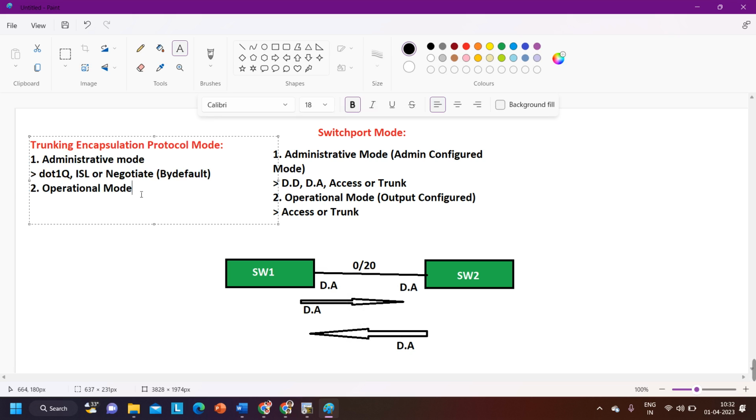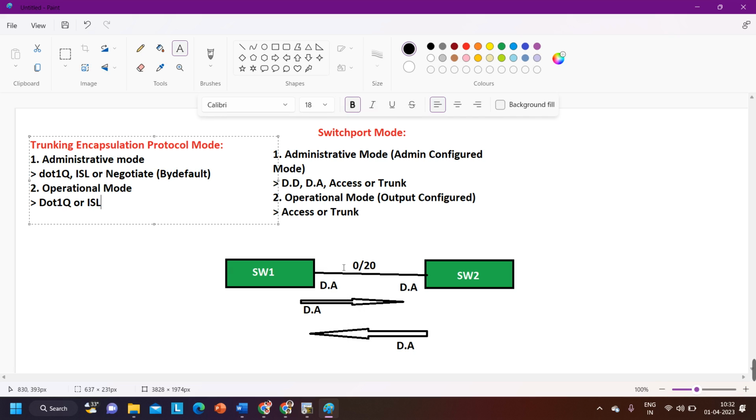After that, operational mode can be what? Operational mode can be .1q or ISL. Okay, .1q or ISL. So there are two types of switchport mode and there are two types of trunking encapsulation mode.